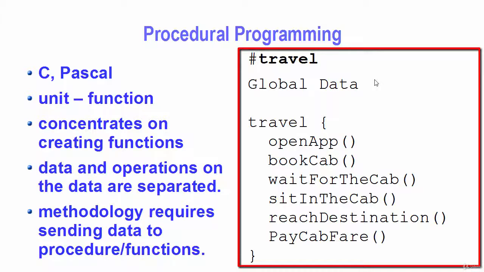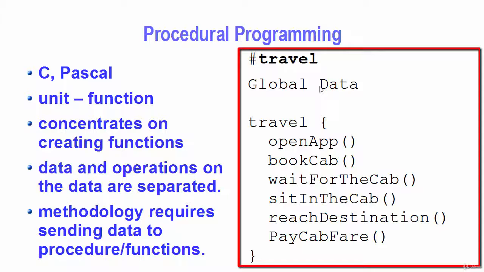If we think from the point of view of procedural programming, what we do is create some global data structure which holds the data. For example, in case of a cab service, which cab service is it, which type of cab is it, and at what location this cab is standing. All these kinds of data we store in a data structure in a global environment.